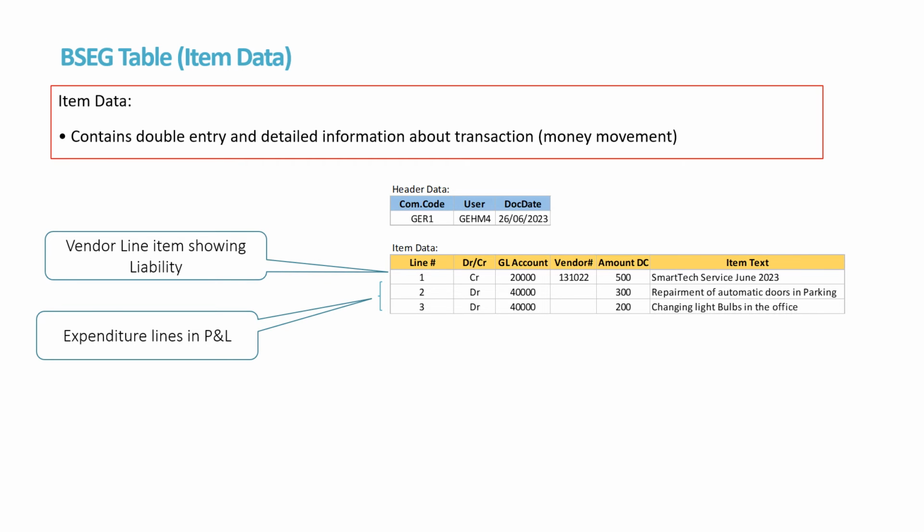On the next two lines, we have a breakdown of the cost, P&L lines. 300 for repair of automatic doors, which should go to 72 account, PP&E maintenance, and 200 for other expense, which is 71 account. We need to record them on designated accounts to have a clean and accurate P&L statement. These three lines shape item data and are saved in the BSEG table. And of course, BSEG also has far more features, SAP fields, than shown in this example.